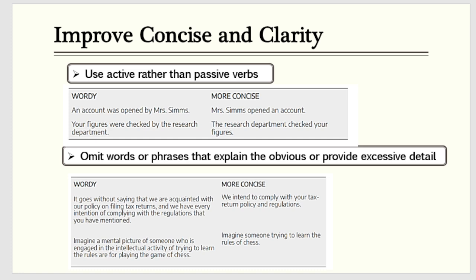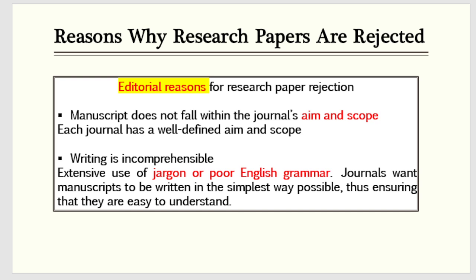Also, omit words or phrases that explain the obvious or provide excessive detail. For example, "It goes without saying that we are acquainted with our policy on filing tax returns and we have every intention of complying with the regulation that you have mentioned." So: "We intend to comply with your tax return policy and regulation." You can see the whole sentence was condensed into just a few words, but it conveys the same meaning if you think about it. So you need to rephrase sentences using simple words.